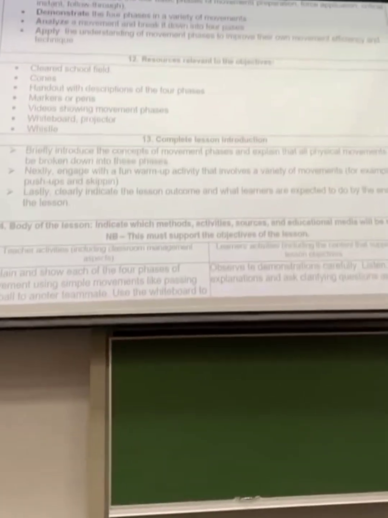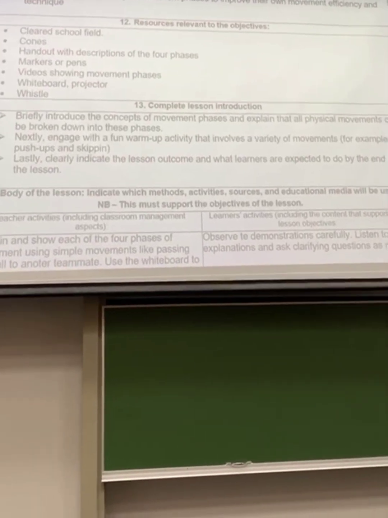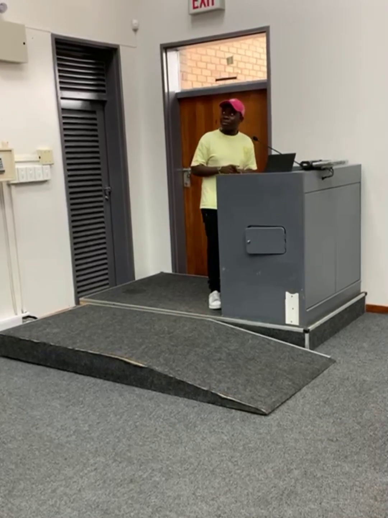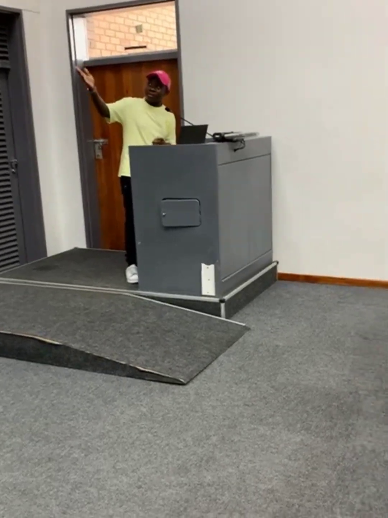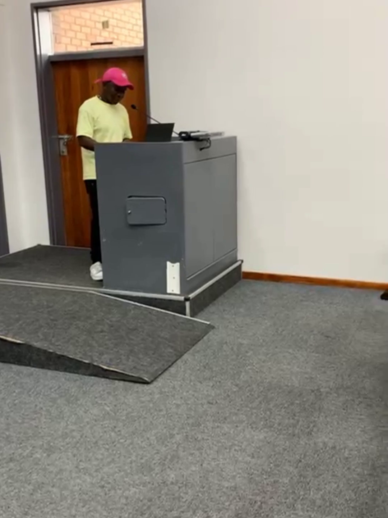Good morning, class. Are you all ready to exercise? Moving on, we're going to talk about the resources relevant to the objective. The resources we need during this lesson are the school field, forms, and handouts describing the four phases. We're also going to need markers, pens, videos showing movement phases like the simulation, a whiteboard just like this one, and a whistle.